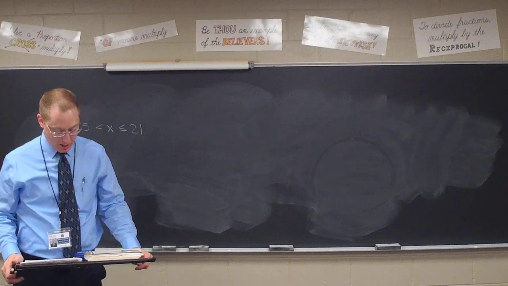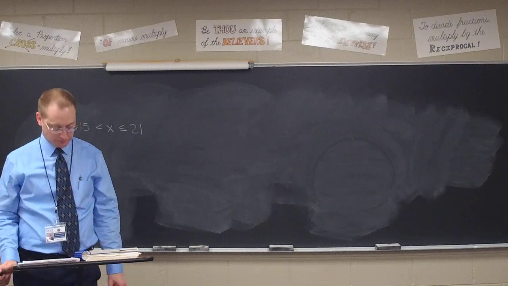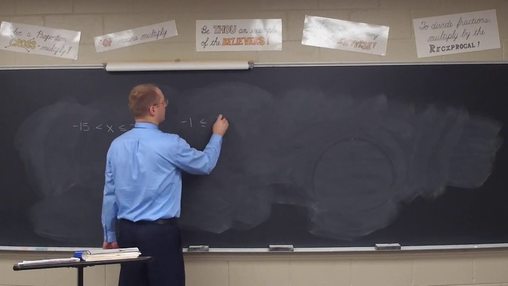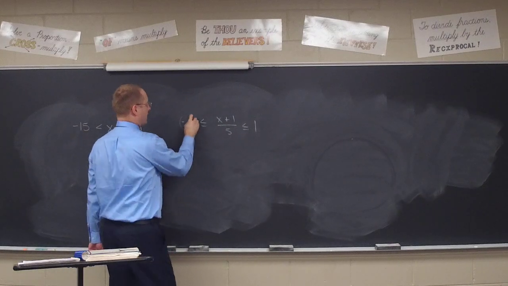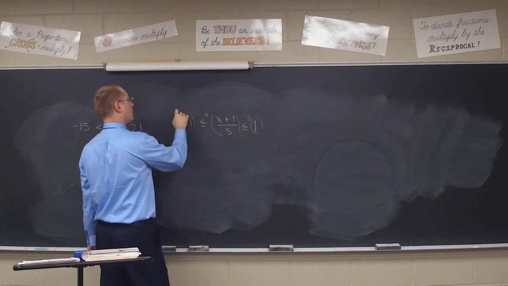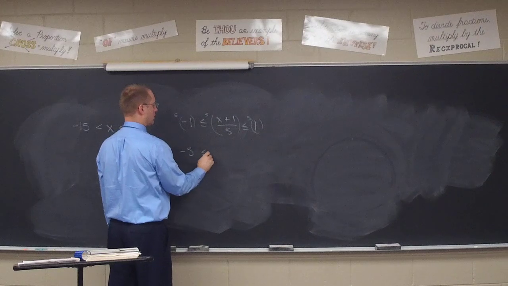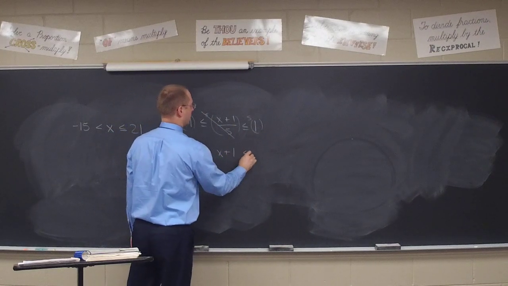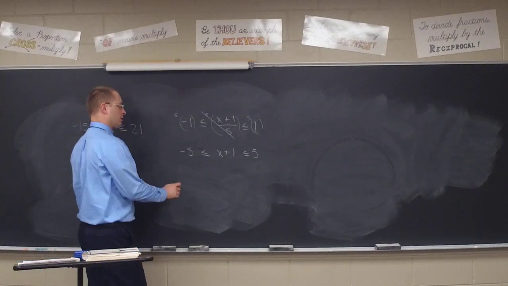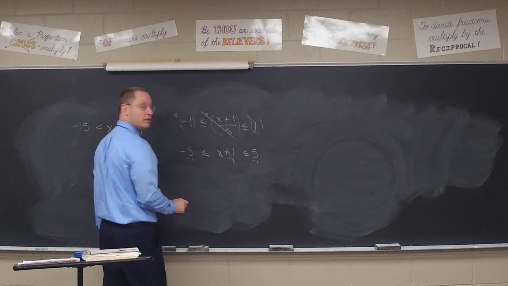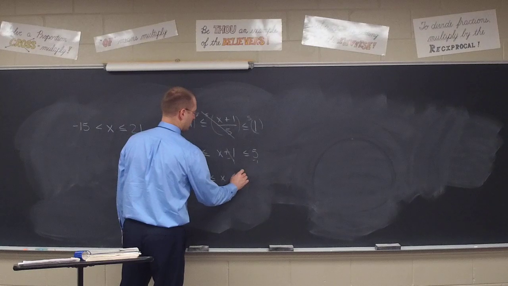Looking at number 21. This one's going to take a couple steps. The first thing we do on 21, Curtis? Good. Multiply everything by the 5. And what do I get? You get negative 5 is less than or equal to x plus 1 less than or equal to positive 5. And then my final step: you subtract 1 on each side to get negative 6 is less than or equal to x less than or equal to positive 4.